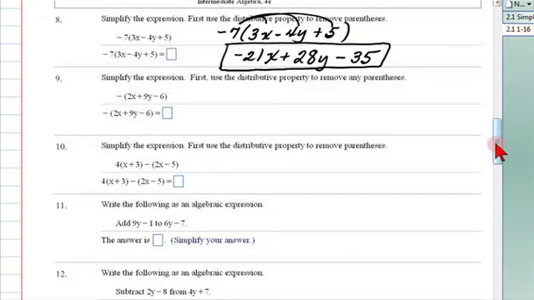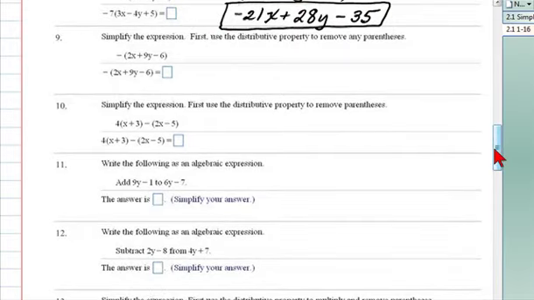All right, this next one is problem number 9. It says simplify, and all it has in front of the parentheses is a negative sign. So it's negative parentheses 2x plus 9y minus 6. The parentheses make me immediately think distributive property. So I look in front of the parentheses for what I need to distribute, and I don't see a number written there. When you don't see a number, there really is a 1.